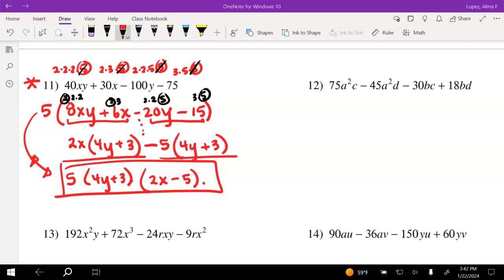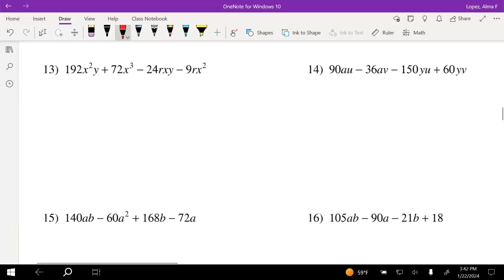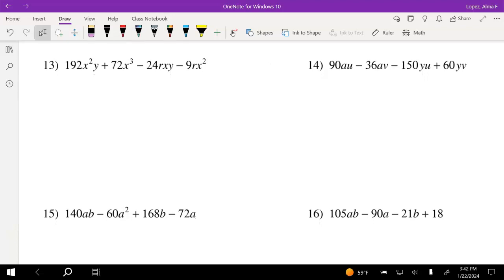All right, let's finish up factoring by grouping, part 3. All right, 192, 72, 24, and negative 9.